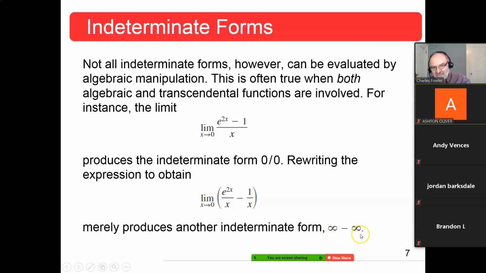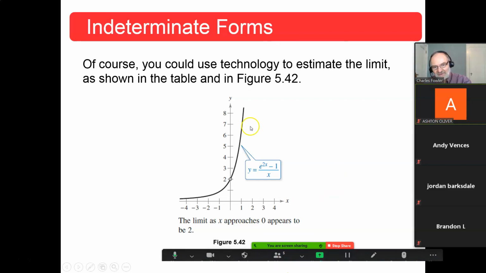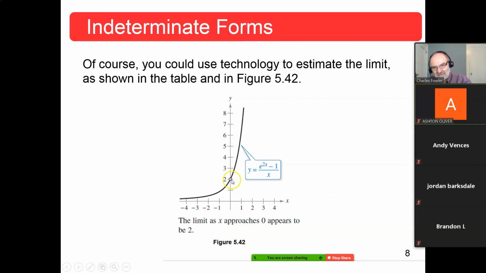Which of these infinities is winning? Does this one win and the whole thing's going to infinity? Or does this one win and this is reducing that to something simpler, less than infinity? That's a weird way to talk about it, but that's what is happening. Okay? Of course, you could use technology to estimate the limit. For instance, if you did the graph here, then you see, hey, it's not defined there, but sure enough, it looks like x equal 2 is an answer. And we saw that before.